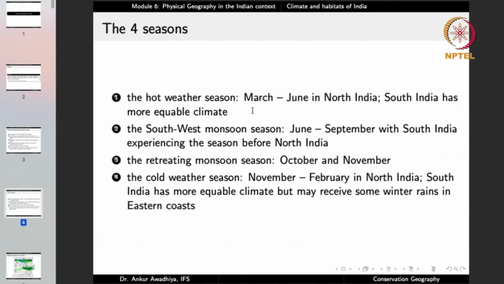In India, we define 4 seasons. So we have the hot weather season from March to June in North India, and South India has a more equable climate, and so we do not clearly distinguish a hot weather season in South India. So from March to June, we will have situations where there will be intense heating in the northern parts of the country. Now, one other reason why this happens is because of the apparent movement of the sun towards the north. So in these months, we have the largest amount of sunshine in our country.